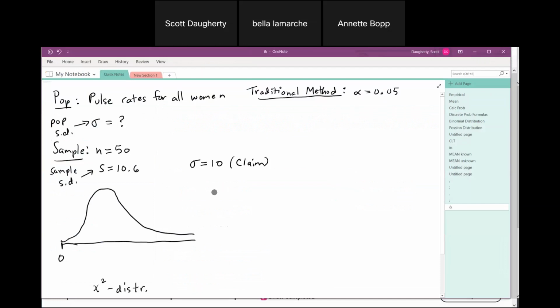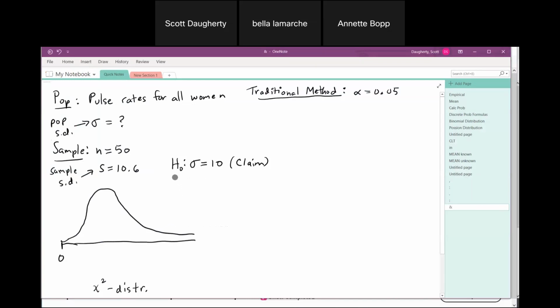Okay, and then so that's where you start, right? Start with the claim. And then once you decide what the claim is, you have to decide whether this is the null hypothesis or the alternative hypothesis. And this one happens to be the null hypothesis, because remember, the null hypothesis always has an equal sign in it. So this one must be the null hypothesis, H sub 0. So in this case, the claim is actually the null hypothesis.